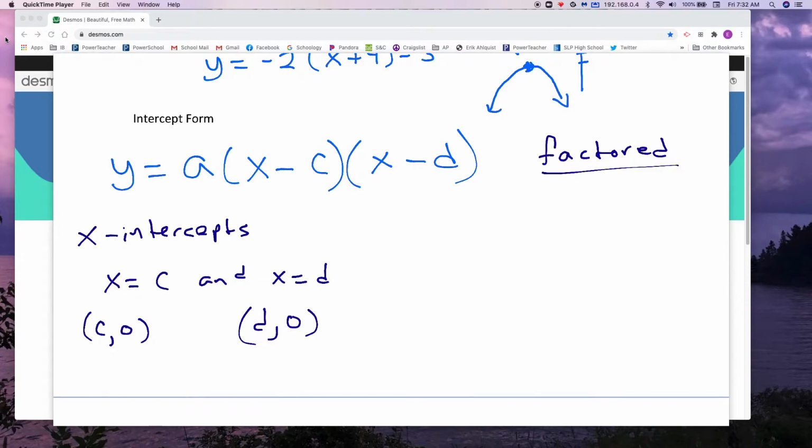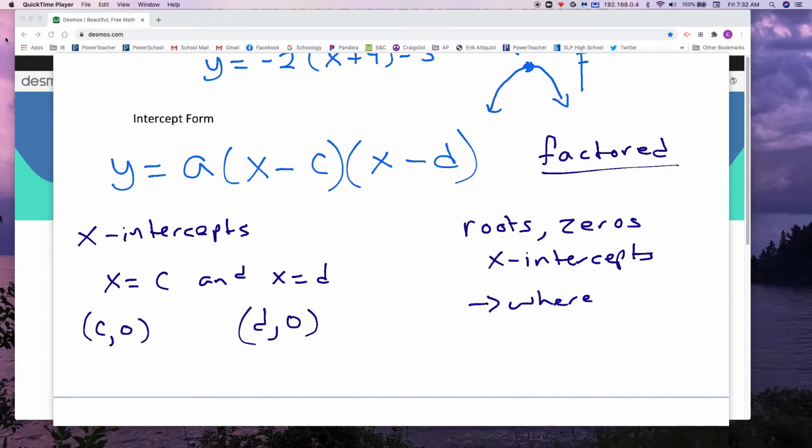So if you need the intercepts, remember the intercepts, the roots, the zeros, the x-intercepts are all where the graph crosses the x-axis. That's just where the graph crosses the x-axis. So let me take you through a couple of examples and then you should be able to do the assignment.